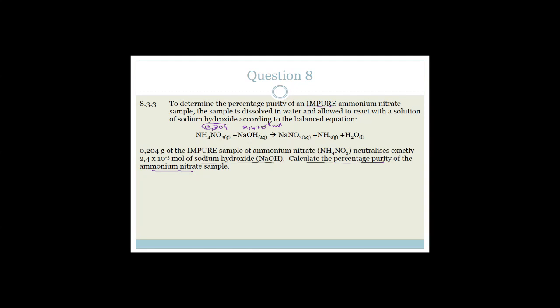So obviously, of this 0.204 grams, not all of this is the pure ammonium nitrate. We know that 2.4 × 10⁻³ moles of sodium hydroxide are completely neutralized by the ammonium nitrate. Okay, so therefore we can say the ratio is 1 mole of ammonium nitrate needs 1 mole of sodium hydroxide, if they want to be completely neutralized. But we don't have 1 mole. We were told that it uses 2.4 × 10⁻³ moles of sodium hydroxide, which means that it must use 2.4 × 10⁻³ moles of ammonium nitrate, right? So all that we need to do now is find out what that is in mass.